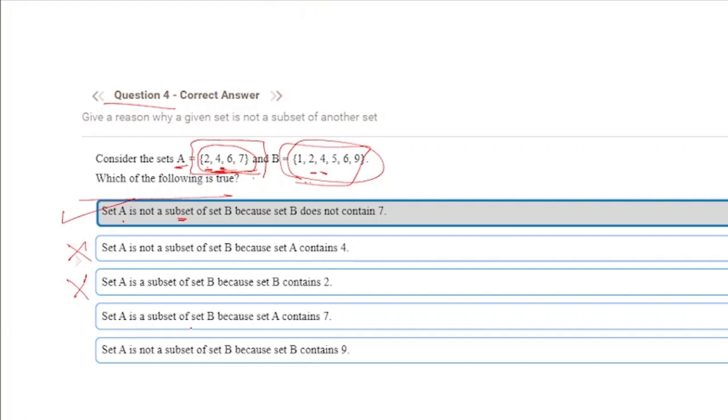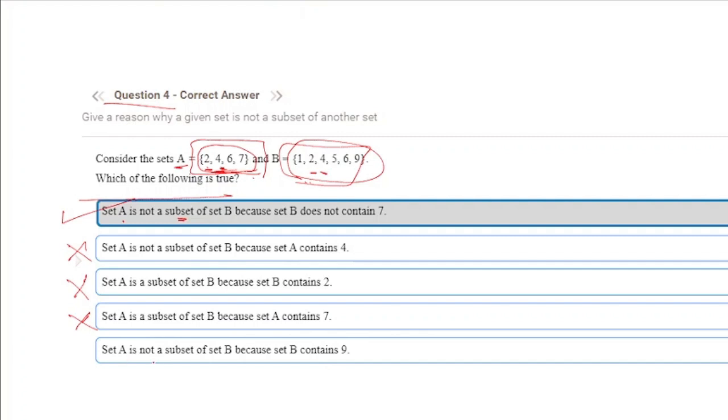Set A is a subset of set B because set A contains 7, which is wrong, because if it has to be a subset, the numbers 2, 4, 6, 7 have to be inside set B. Set A is not a subset of set B because set B contains 9.